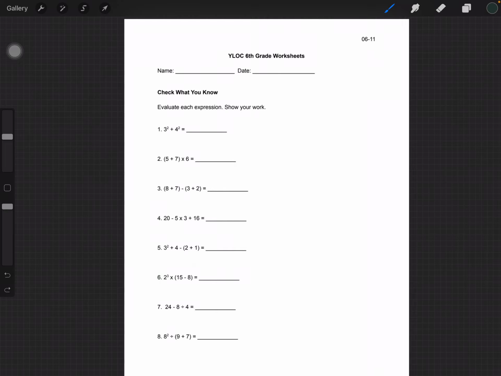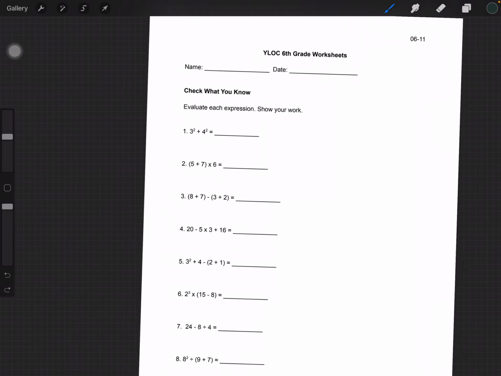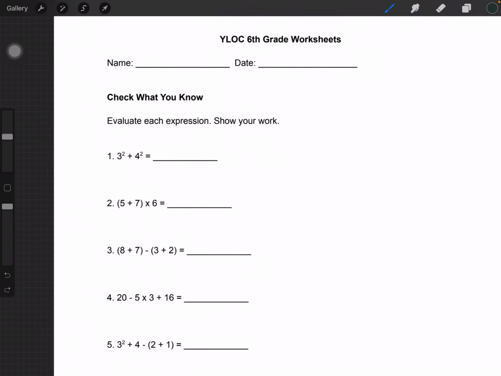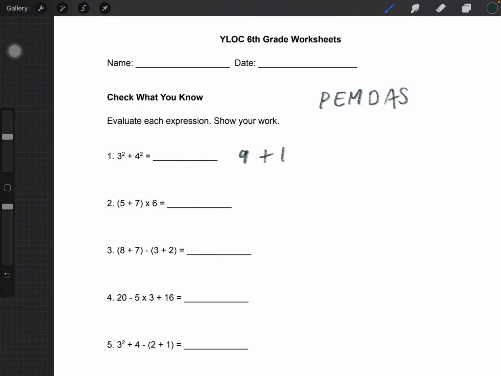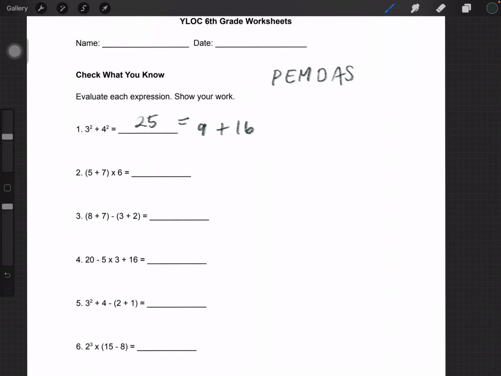So the first worksheet that you should have gotten should say, check what you know, and it tells us to evaluate each expression and to show our work. So number 1 is using exponents and addition. What we know about order of operations is that you do exponents first before addition. And so 3 to the second power equals 9, and 4 to the second power is equal to 16, and when you add 9 and 16, that gives you 25.